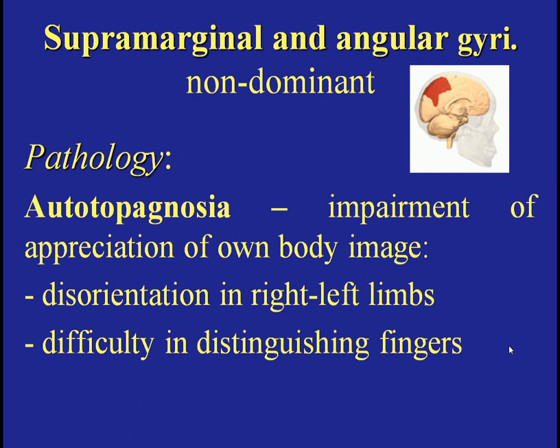Another type of agnosia, autotopagnosia: impairment of appreciation of own body image, disorientation in right-left limbs, difficulty in distinguishing fingers. For example, touch your left ear with your right index finger. The patient is not able to perform this task.